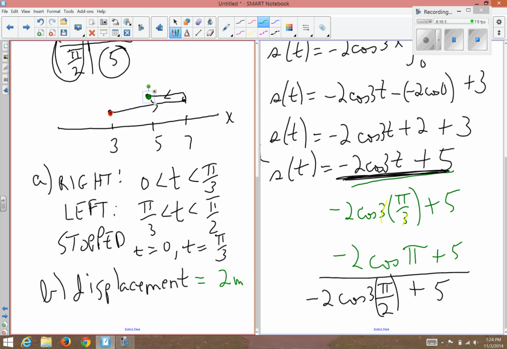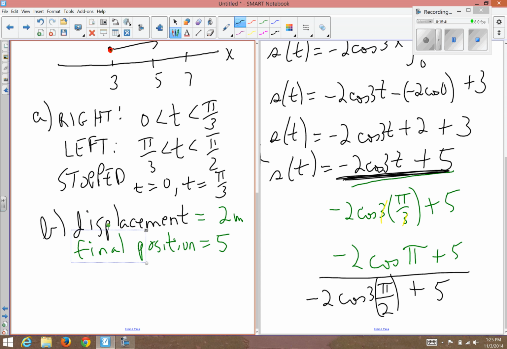Displacement means distance from starting point to stopping point, no matter how much back and forth was done to get there. Part B also says, what is the particle's final position? And that's in our little table. The end of the time is pi over 2. Its position at that time is 5. The particle's final position is at 5 on the number line.